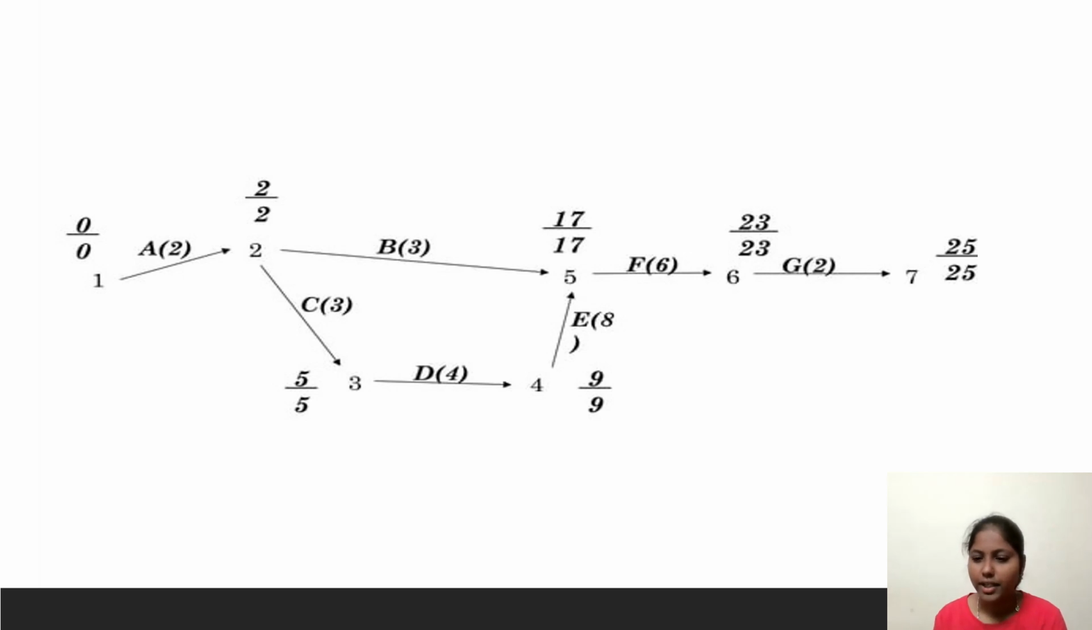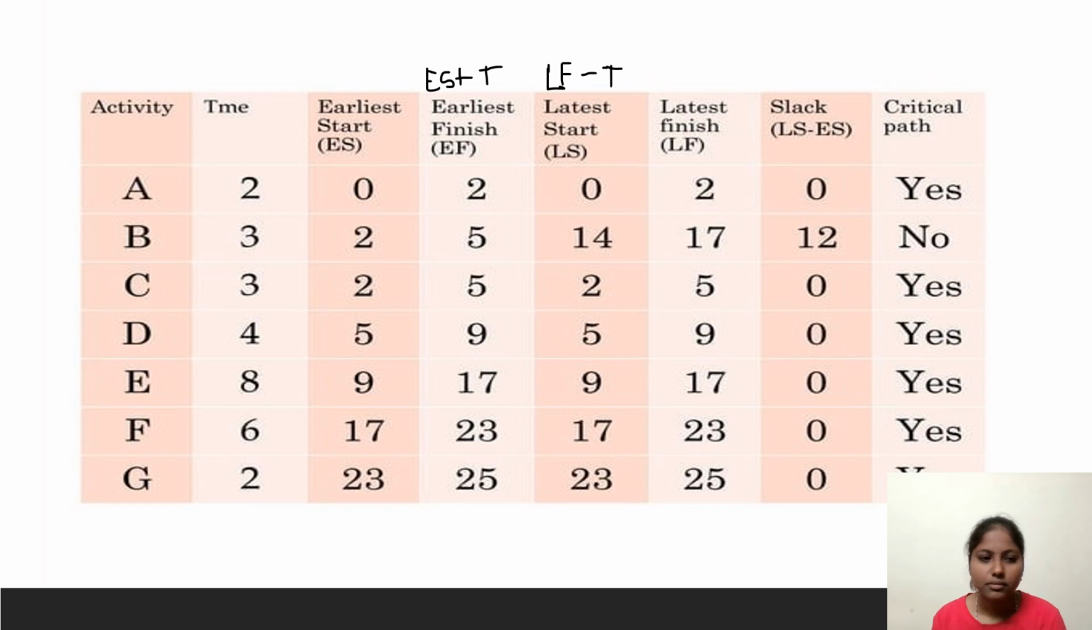For the backward pass, we take the minimum time. Then 25 minus 2 is 23, 23 minus 6 is 17, 17 minus 3 is 14, but we take the minimum time, so we choose this path. 17 minus 8 is 9. Likewise, it continues.